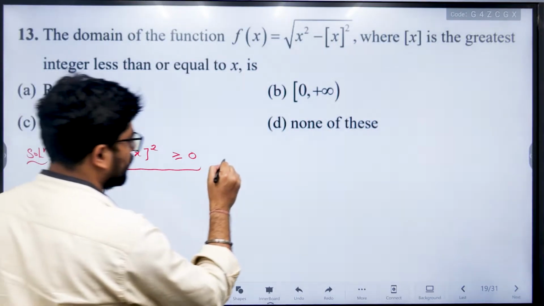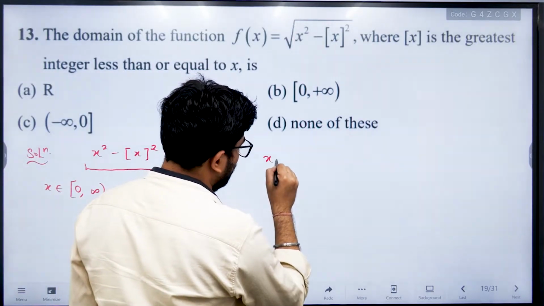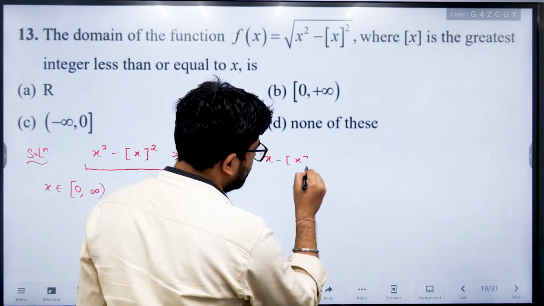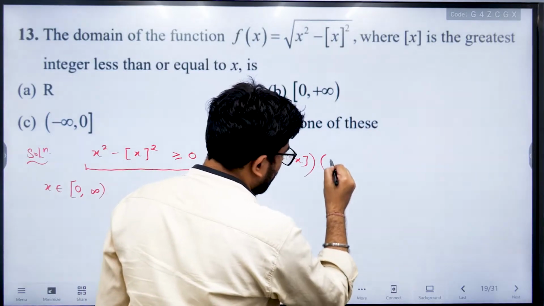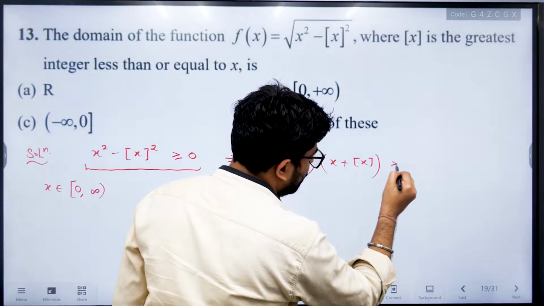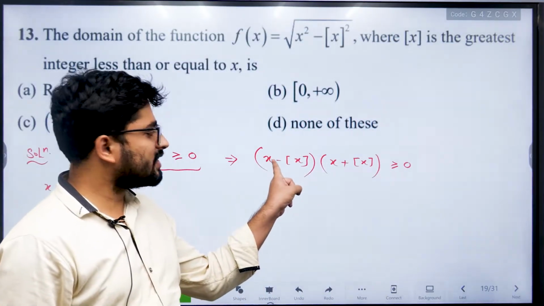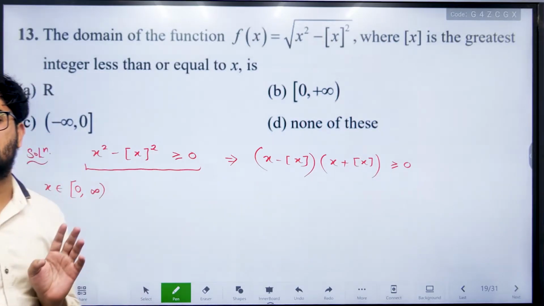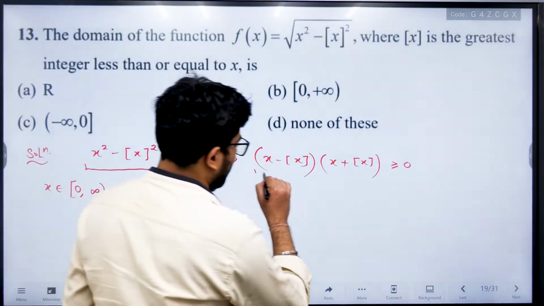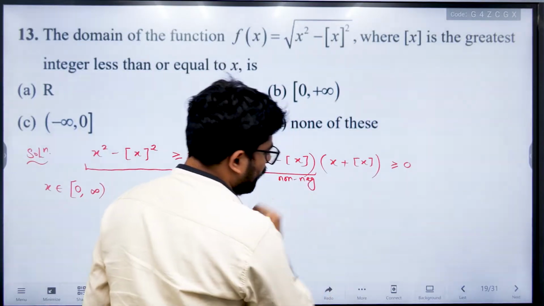Or you can do one more thing. If you think like this, x square minus greatest integer x square is (x minus greatest integer x) and (x plus greatest integer x). That must be greater than or equal to 0. You know x is always greater than or equal to greatest integer x, so this thing is non-negative.